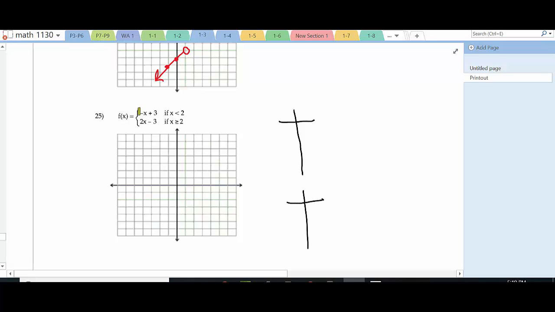So the first piece is, we'll have x, and then we'll have y equals negative x plus 3. Where do I need to start on this one with x? Is it open or closed? Open, so you have to go there. Now, what would be a good next number?